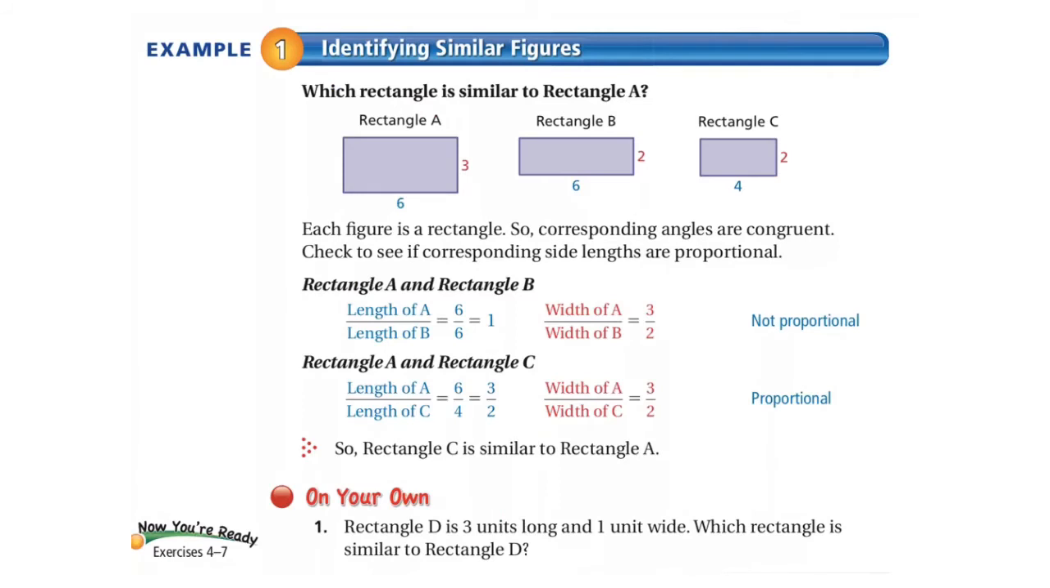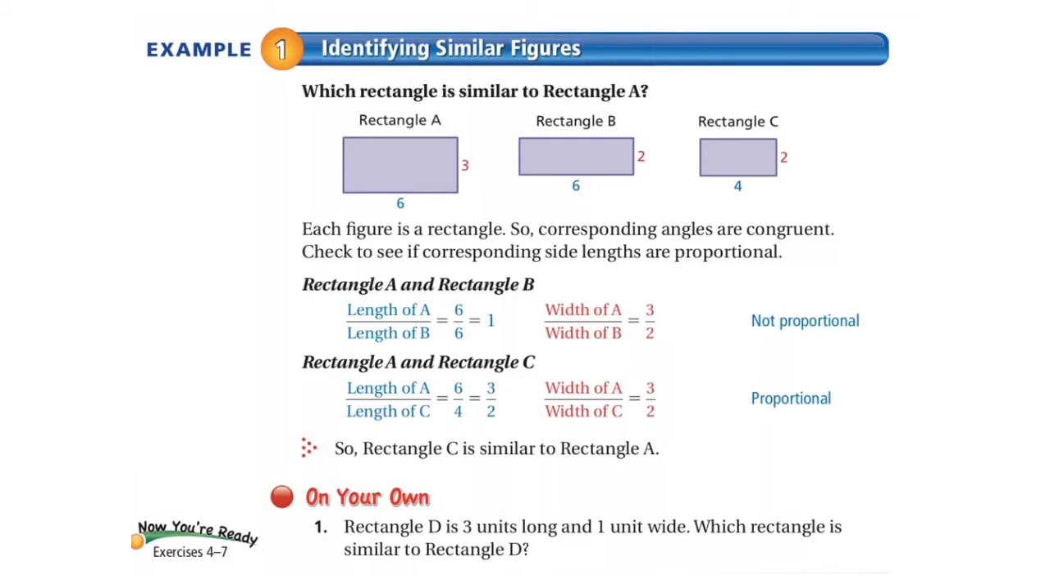Example 1. Identifying similar figures. Which rectangle is similar to rectangle A? Well, it's either going to be B or C, and each figure is a rectangle, so corresponding angles are all congruent because they're all 90 degrees. So now we have to check to see if corresponding side lengths are proportional.